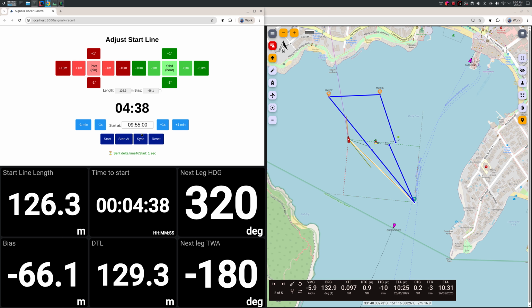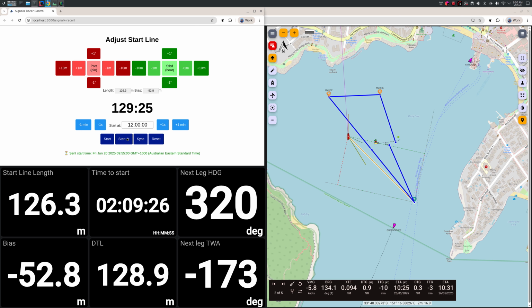Or I can do it the other way around. Let's say I'm getting ready for a big offshore race, which I know starts at 12 o'clock that day. I can say 12 o'clock. I can say start at. And so now this is telling me I've got 2 hours and 9 minutes and 23 seconds to go until the start time. So I can have that up on a display continuously.